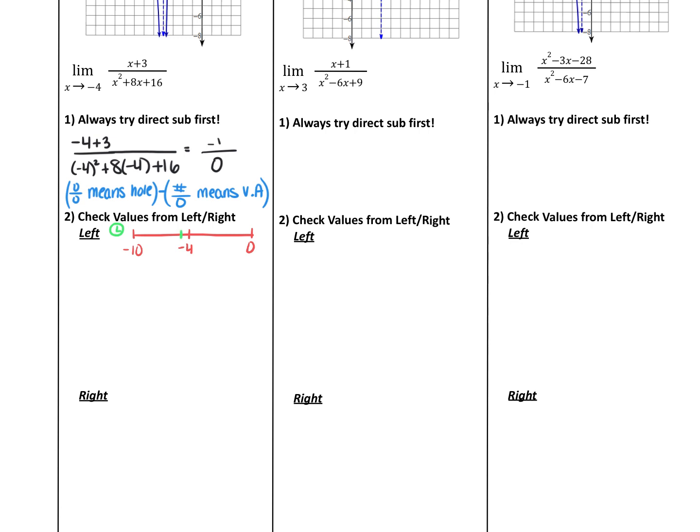That number could be like -4.1, right? That would be a good answer. So now we're going to plug into the top and the bottom. We're going to plug in -4.1 for x: -4.1 plus 3 over -4.1 squared plus 8 times -4.1 plus 16.